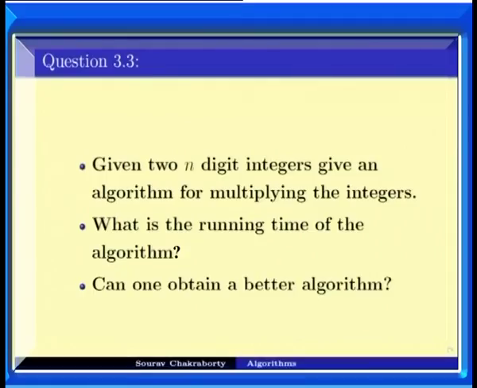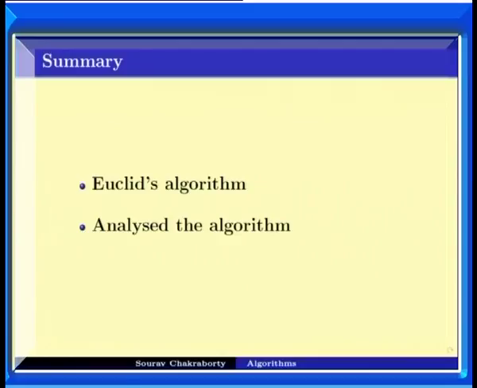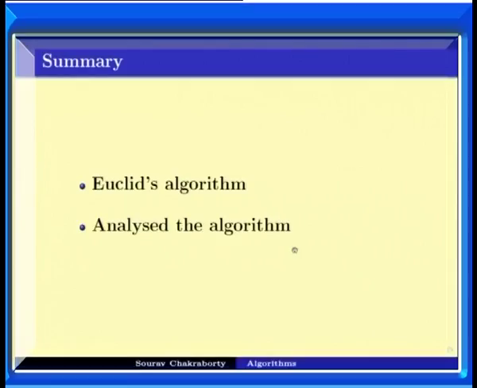The second question is, if I give you 2 n digit numbers and I ask you to multiply them, all of us have multiplied numbers in our high school and we know how to multiply numbers, but I want you to write an algorithm that will multiply these numbers and then try to understand the running time of this algorithm in terms of this number n, which will be the size of the input. So, with this we end this lecture. In today's lecture we saw Euclid's algorithm and we analyzed it and saw that Euclid's algorithm is significantly better than the other 2 algorithms that we have seen. Thanks.